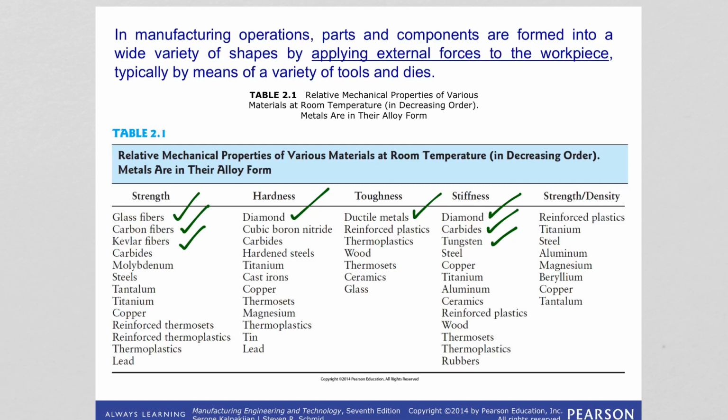Strength per density is also called specific strength. Of course, the first one is reinforced plastics, the composites, because they are lightweight due to the use of plastics, and strong because of reinforcing with the fibers.